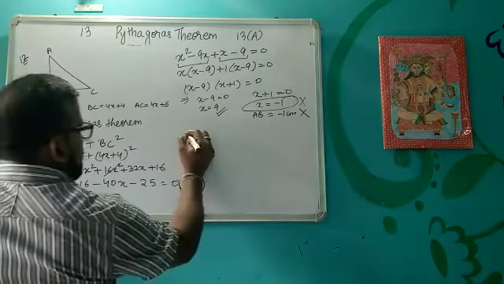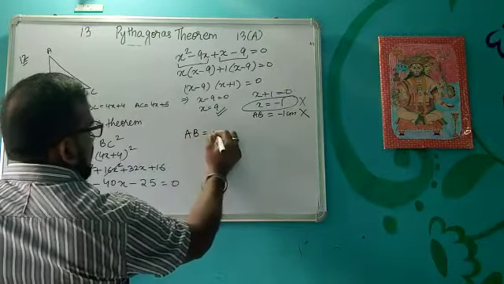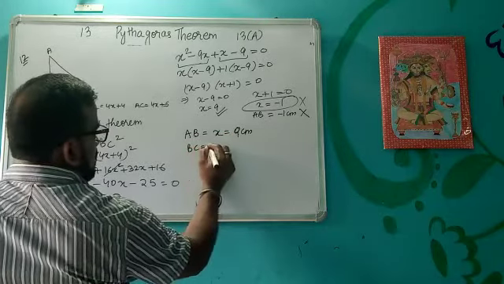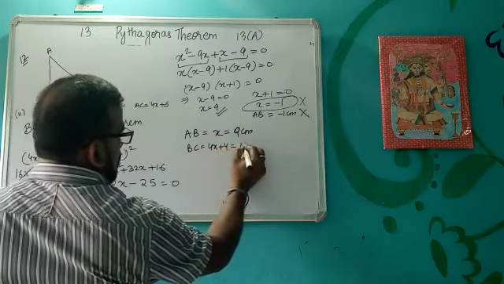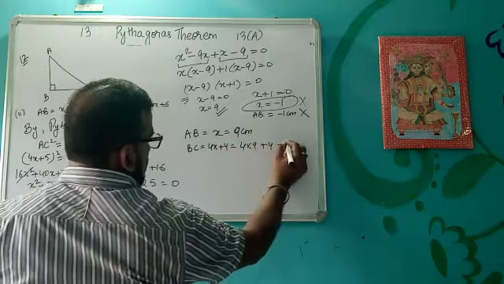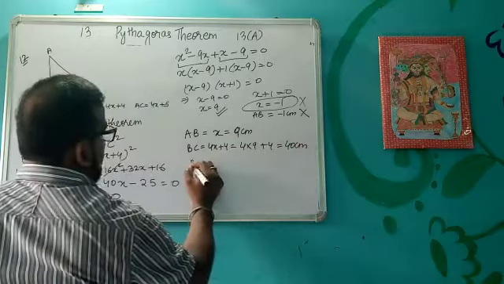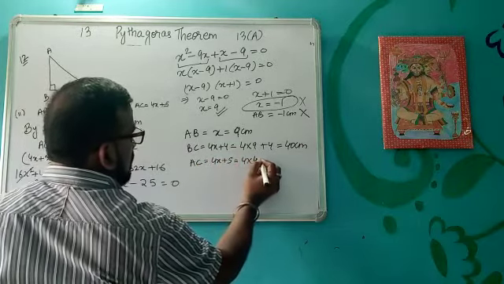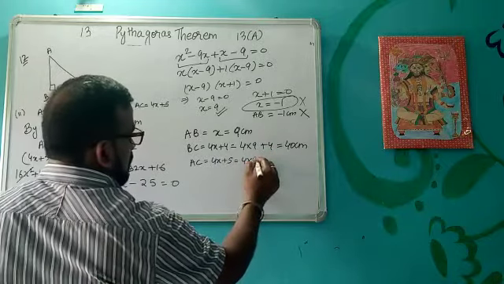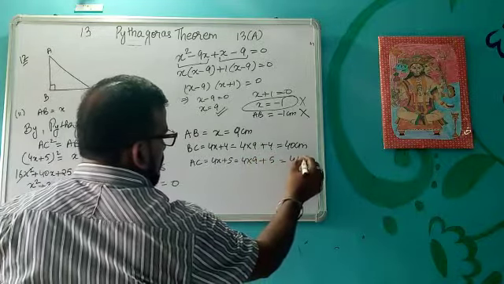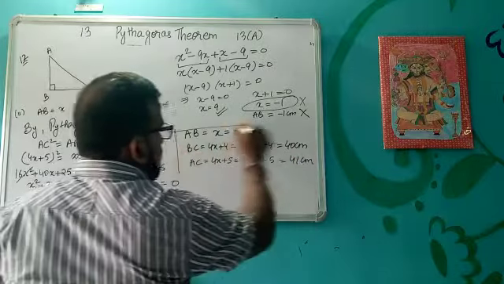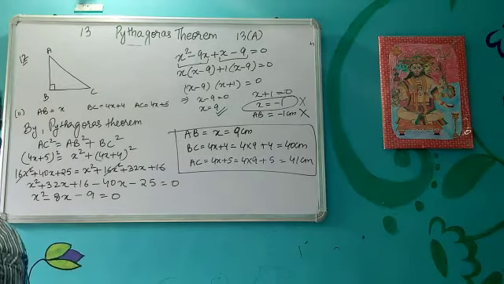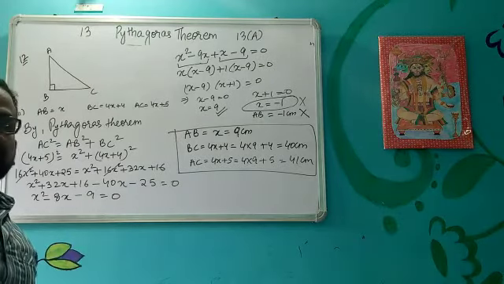Now we will find the sides. So AB is x, that is 9 centimeter. BC is 4x plus 4, 40 centimeter, and AC is 41 centimeter. Okay, this is our answer. Okay, so this is the end of this exercise 13A.